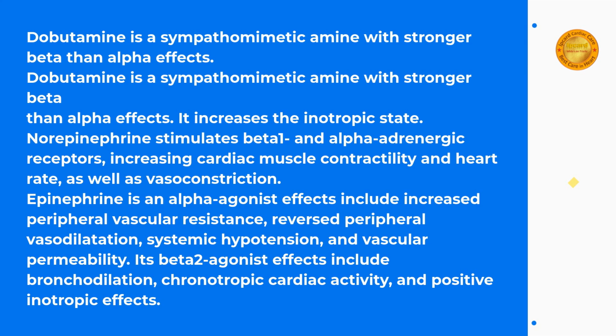Norepinephrine stimulates beta-1 and alpha-adrenergic receptors, increasing cardiac muscle contractility and heart rate, as well as vasoconstriction. Epinephrine is an alpha-agonist. Effects include increased peripheral vascular resistance, reversed peripheral vasodilatation, systemic hypotension, and vascular permeability. Its beta-2 agonist effects include bronchodilation, chronotropic cardiac activity, and positive inotropic effects.